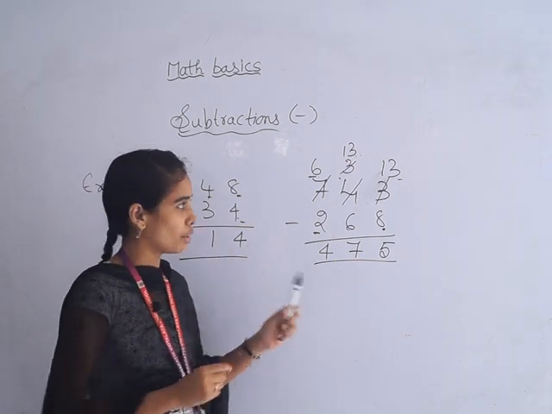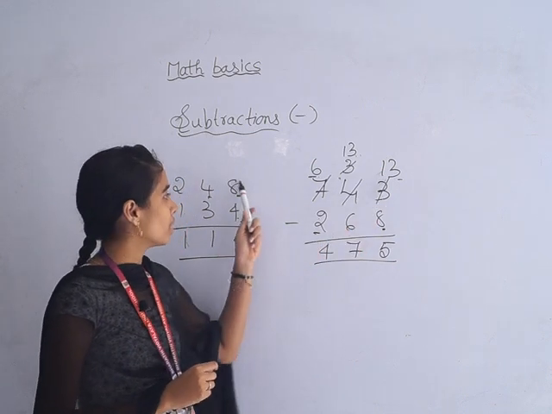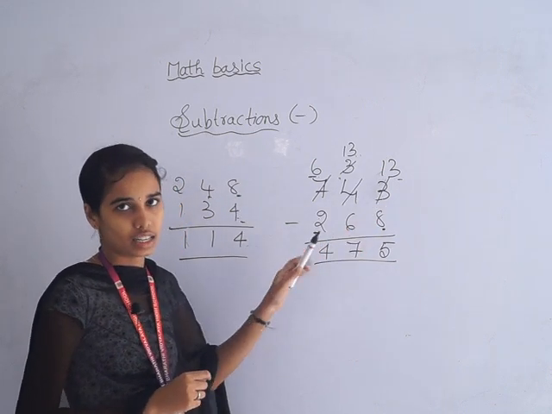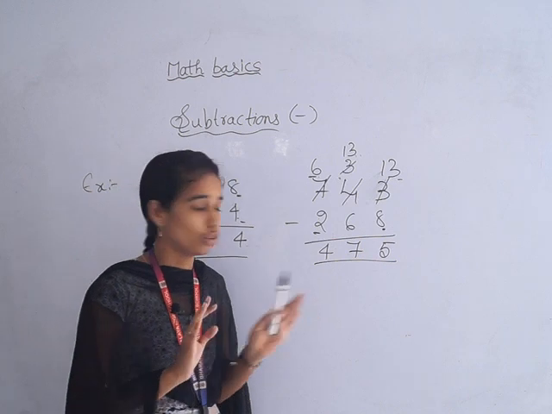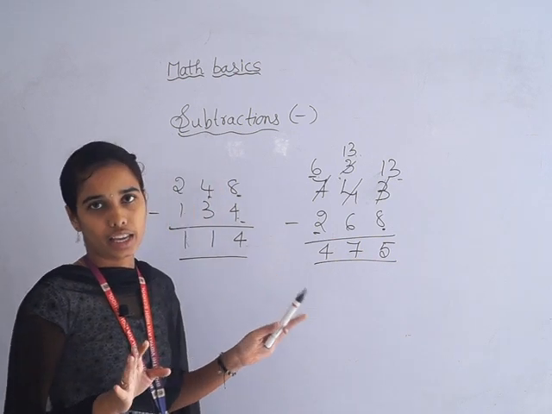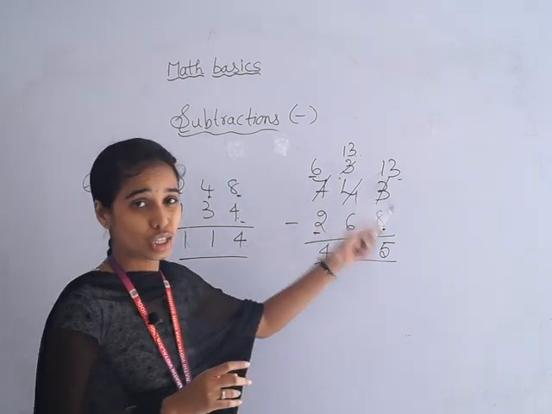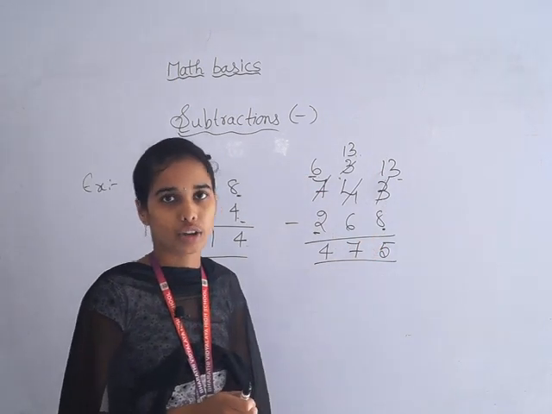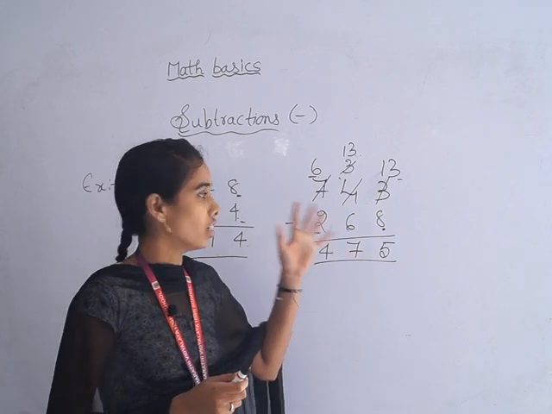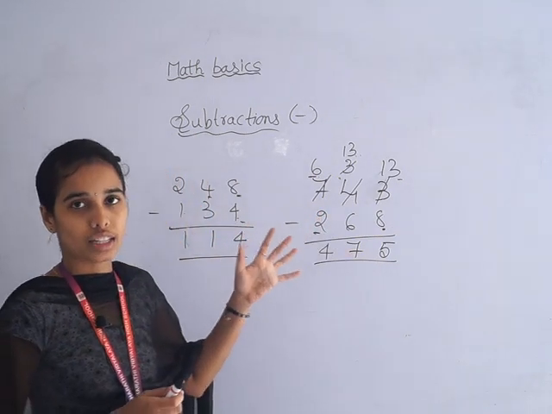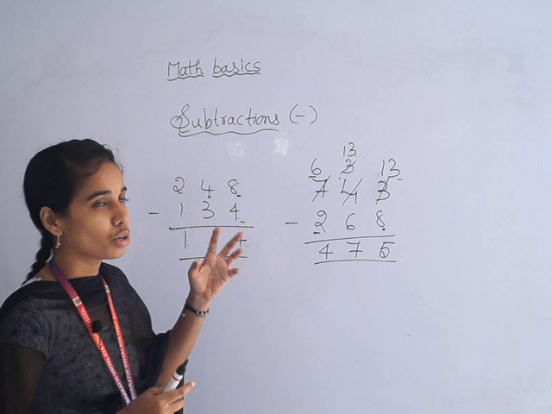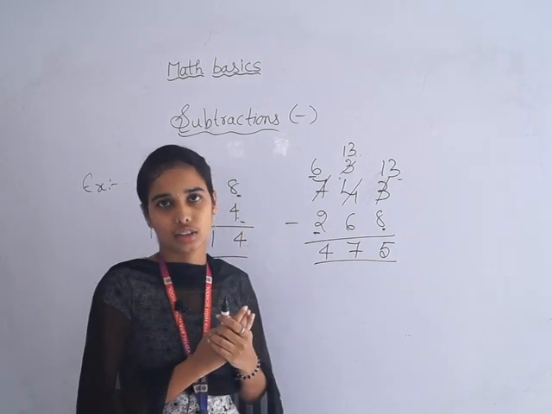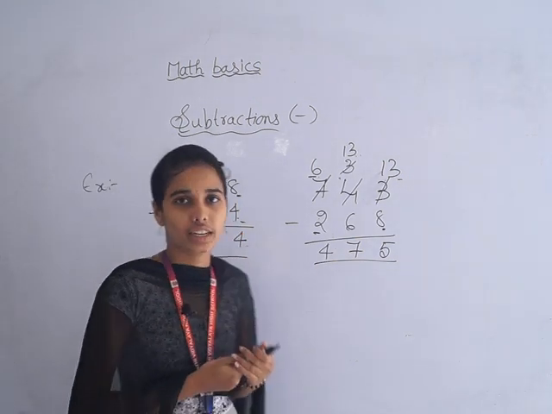Just you have to remember that first you have big number and next small number, means that is without borrowing. You need not to take any borrowing. If you have first small number and next big number, means you have to compulsory take borrowing. Why? Because we can't subtract from small number, that is big number. Small number to big number we can't cut down. So that's why we can take borrowing.